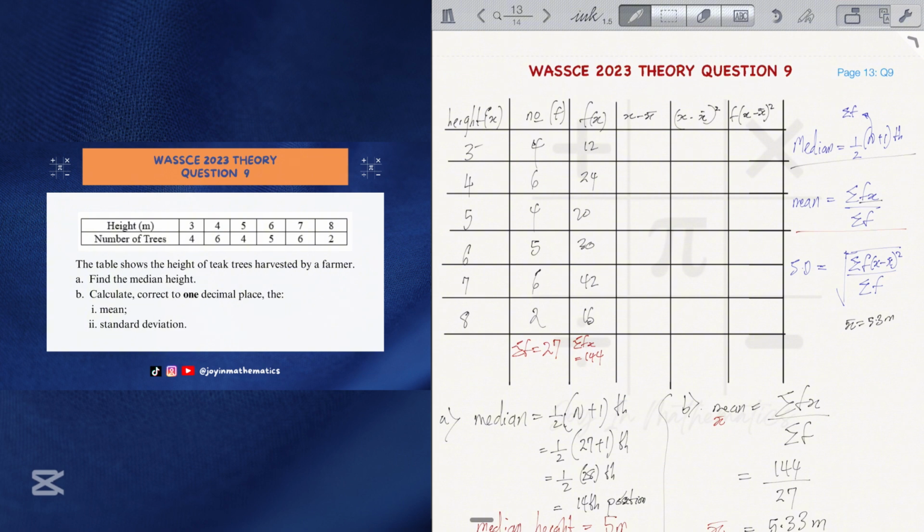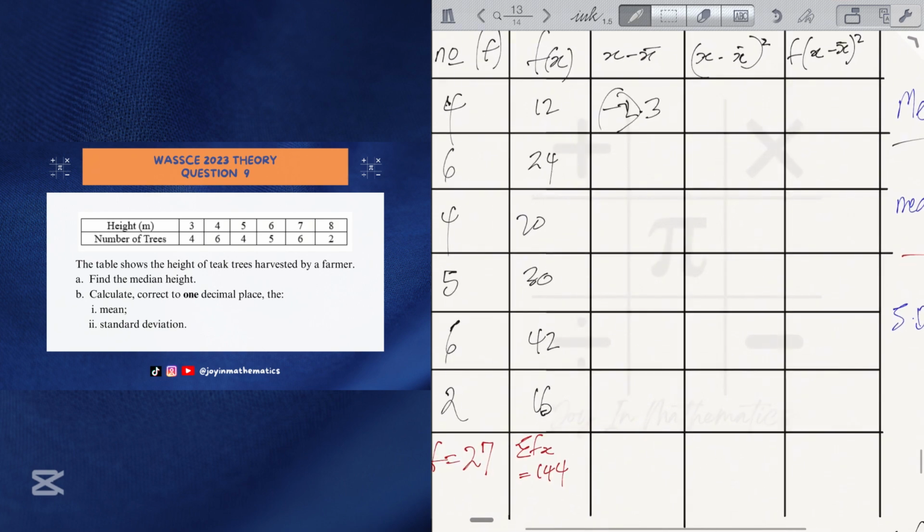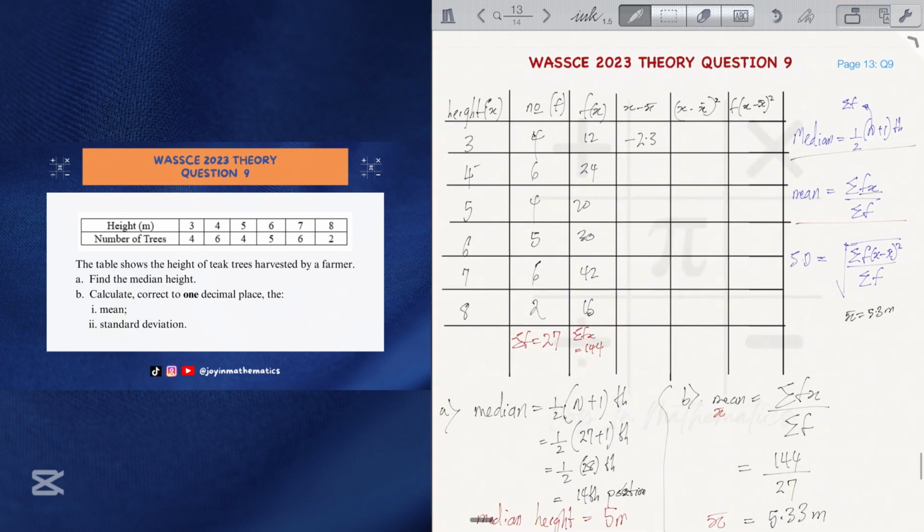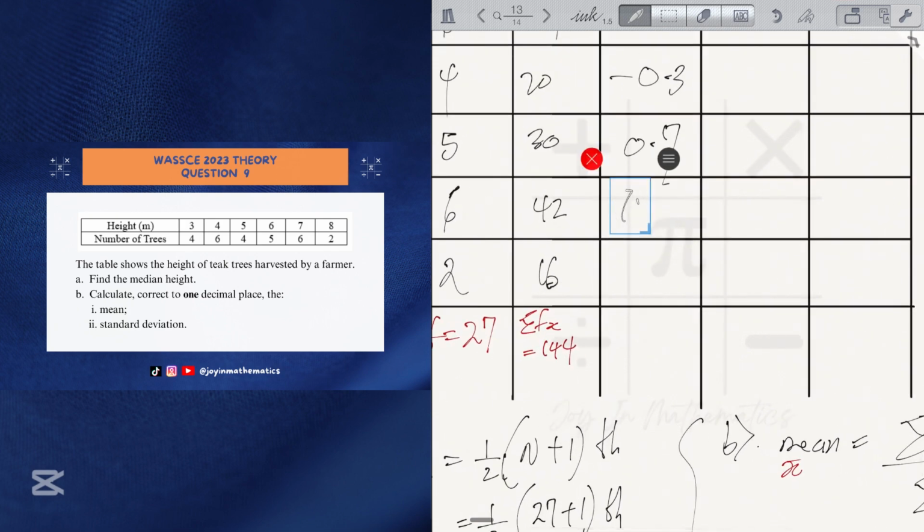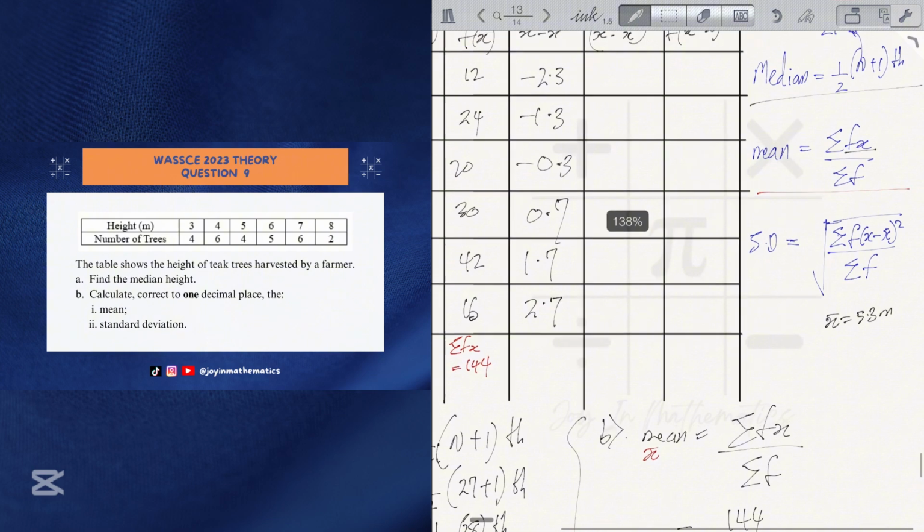So 3 minus 5.3, we'll have minus 2.3. 4 minus 5.3, we'll have minus 1.3. 5 minus 5.3, we'll have minus 0.3. 6 minus 5.3, we'll have 0.7. 7 minus 5.3, we'll have 1.7. And 8 minus 5.3, we'll have 2.7. So with this now, we'll square this.